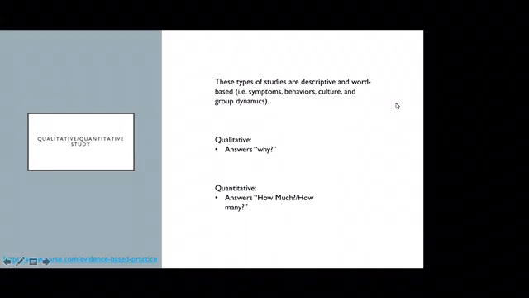With qualitative and quantitative studies, these types of studies are both descriptive and word-based, such as symptoms, behaviors, cultures, and group dynamics. Qualitative studies will answer your why questions. Quantitative studies answer the how much and the how many.